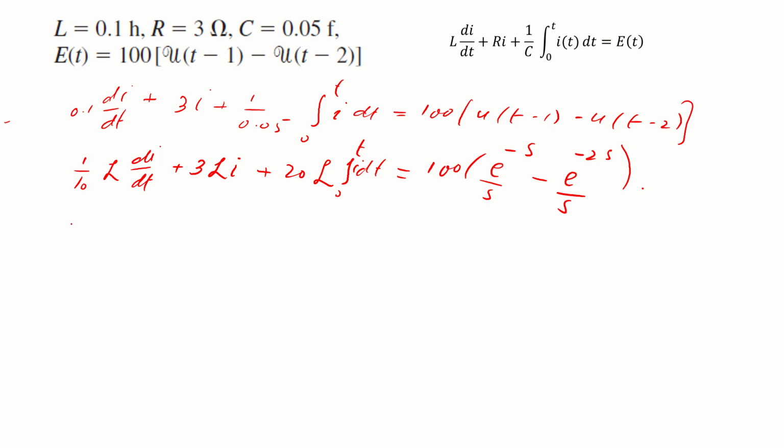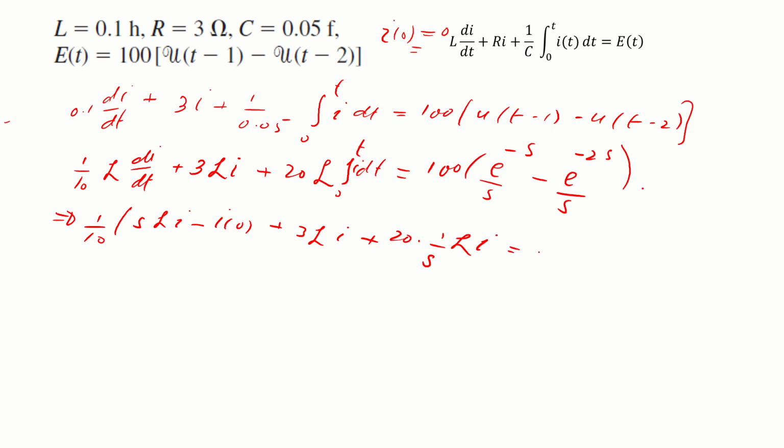Now what we do, we just simplify this one. It is 1 over 10, keeping in mind the condition is given that I of 0 is equal to 0. So it's 1 over 10 Laplace of di by dt, which will be s Laplace of I minus I of 0, which is 0, plus 3 times Laplace of I, and then we have again the same rule, 20 times 1 over s Laplace of I, is equal to 100, and so on, same thing.